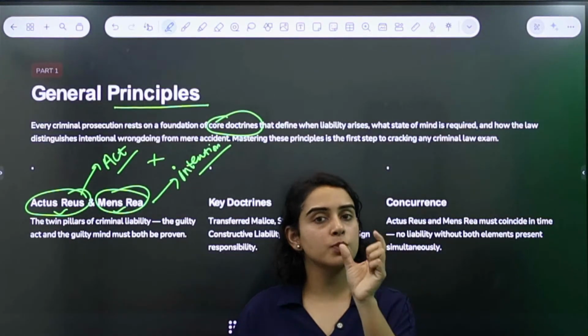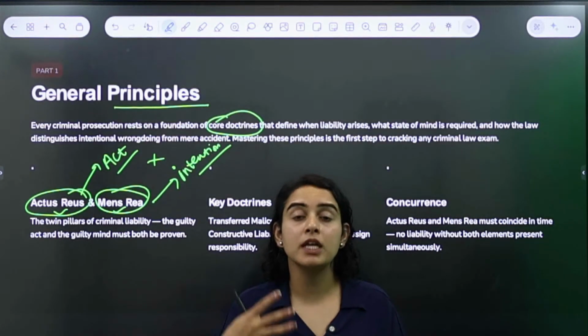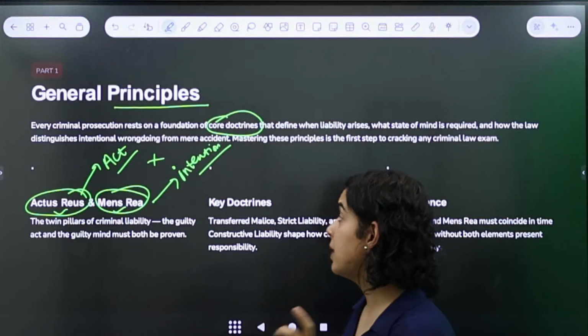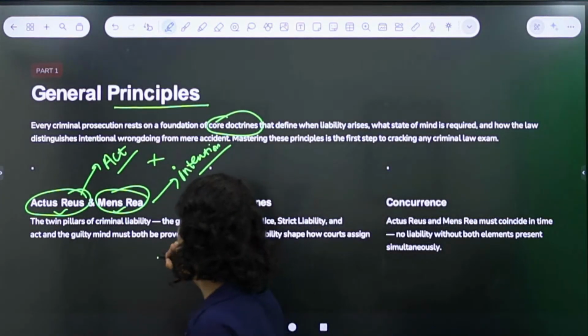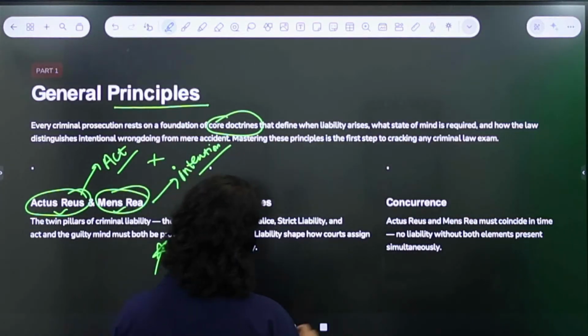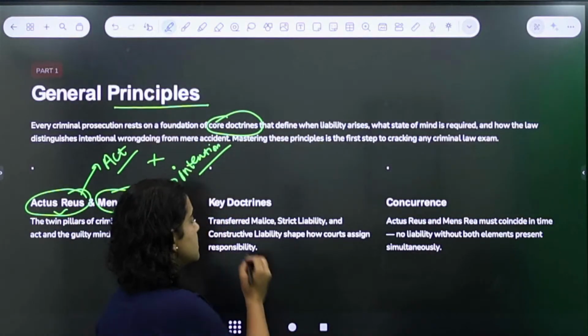Both these components together make a crime, a criminal liability. Only then you will be liable. This is the basic fundamental of criminal law, and that is something which you definitely should understand, right? Then a few more important doctrines around criminal law is transferred malice.